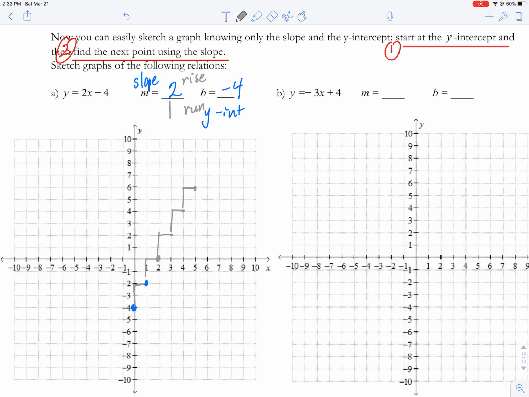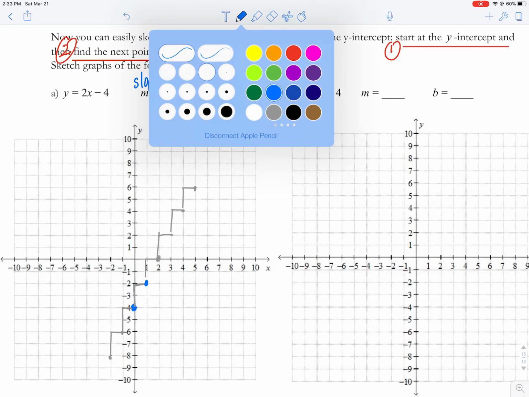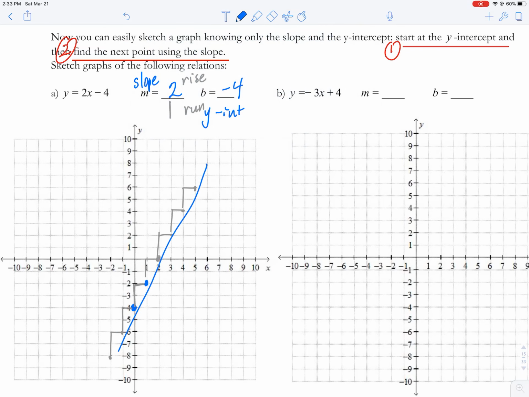And if I was going to go on the other side of the x-axis, I would go back 1, down 2, back 1, down 2, following the same staircase pattern. And connecting all these dots, I'm going to get that this is my line y equals 2x minus 4.